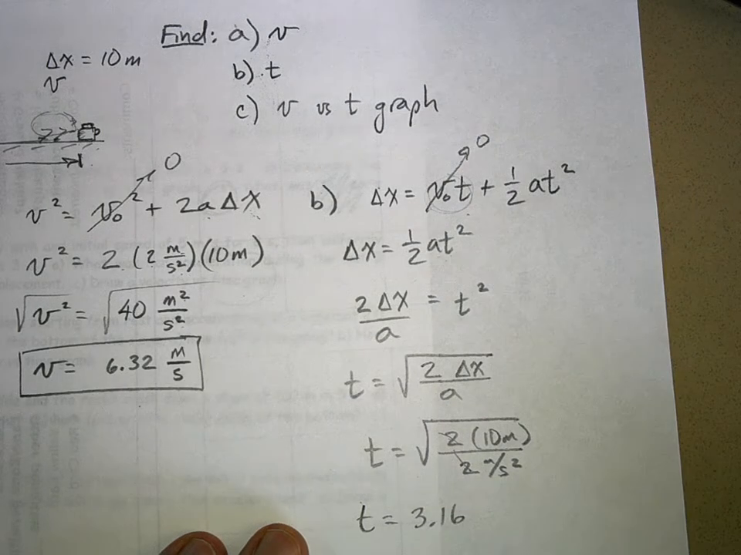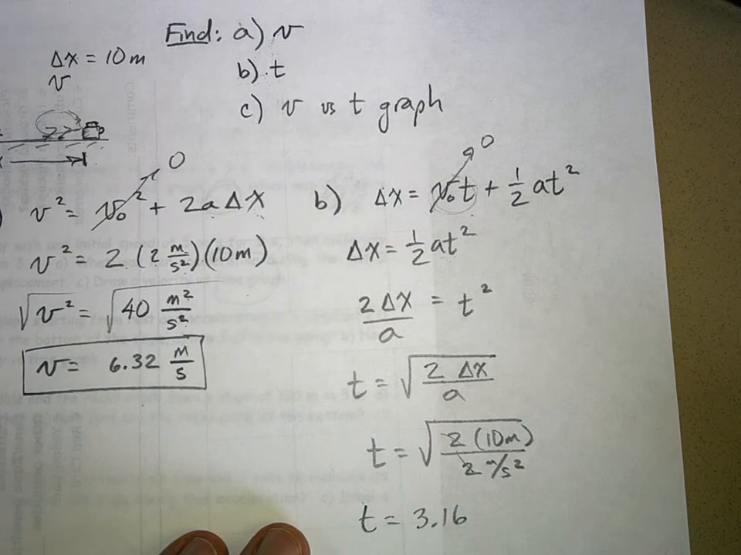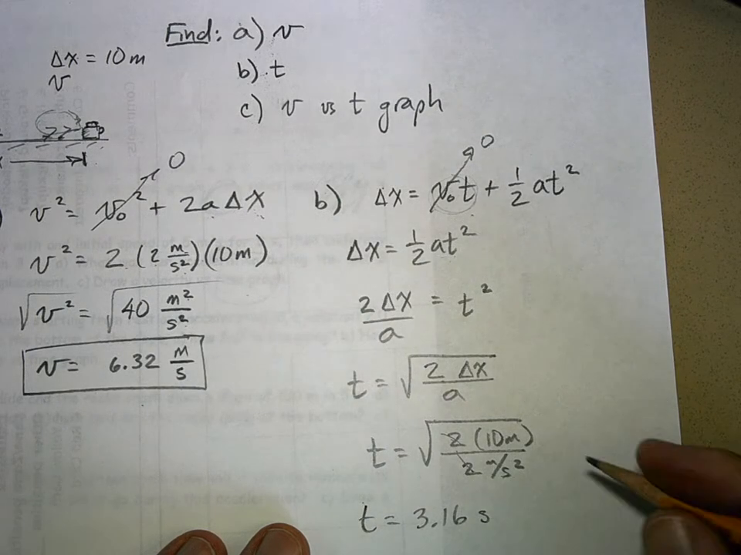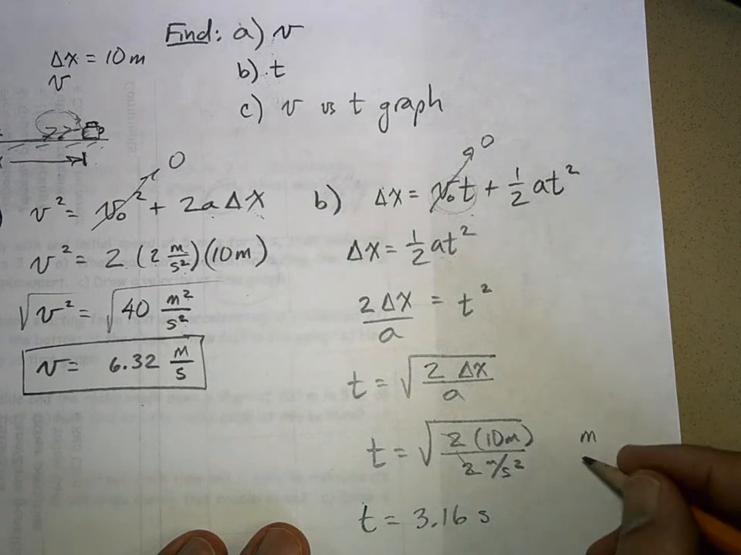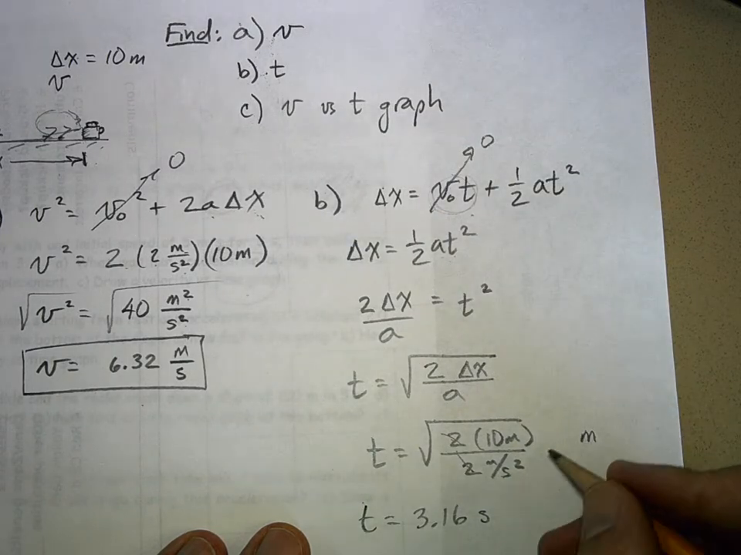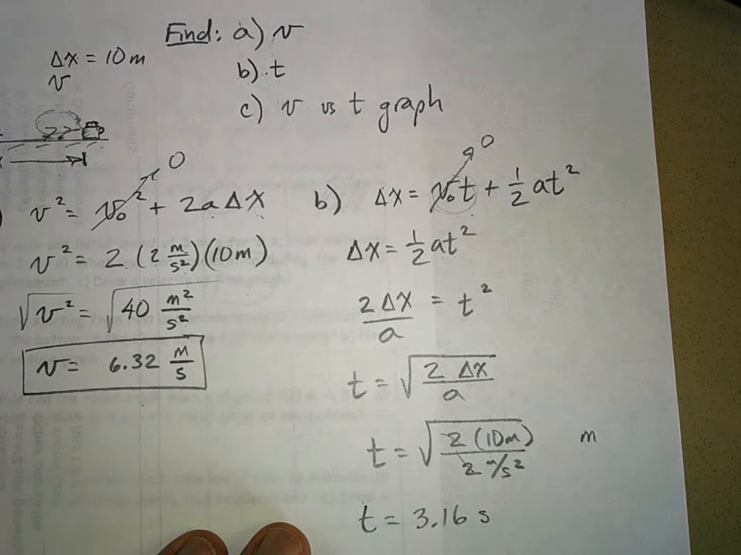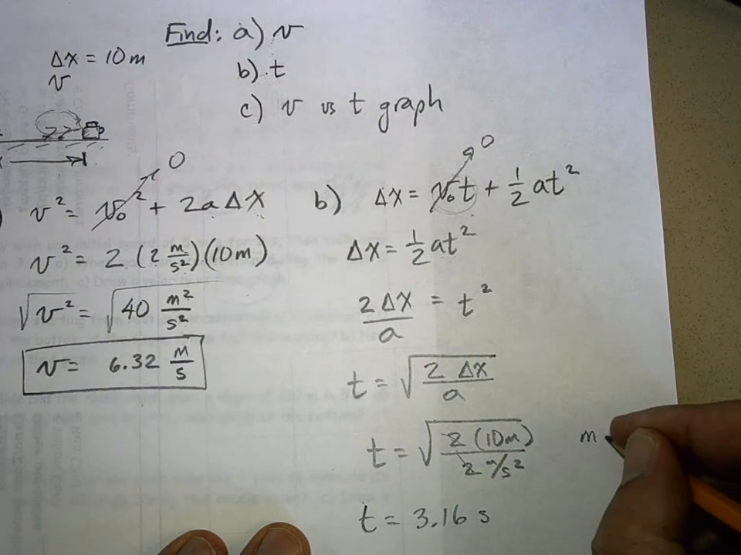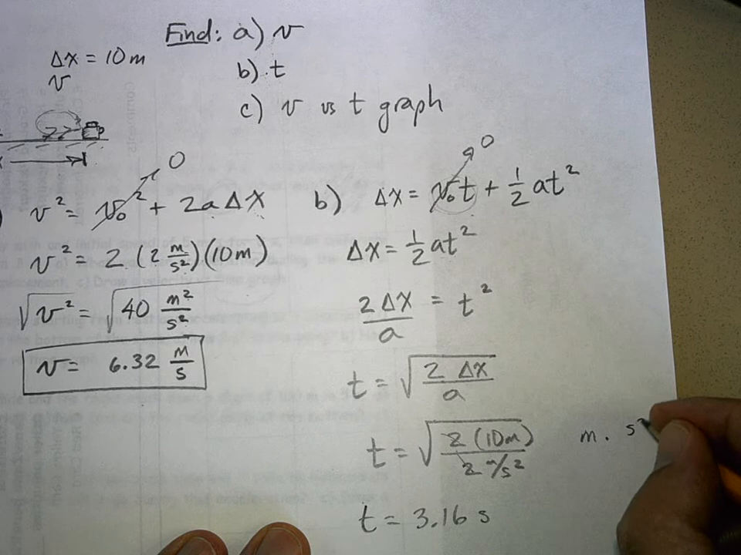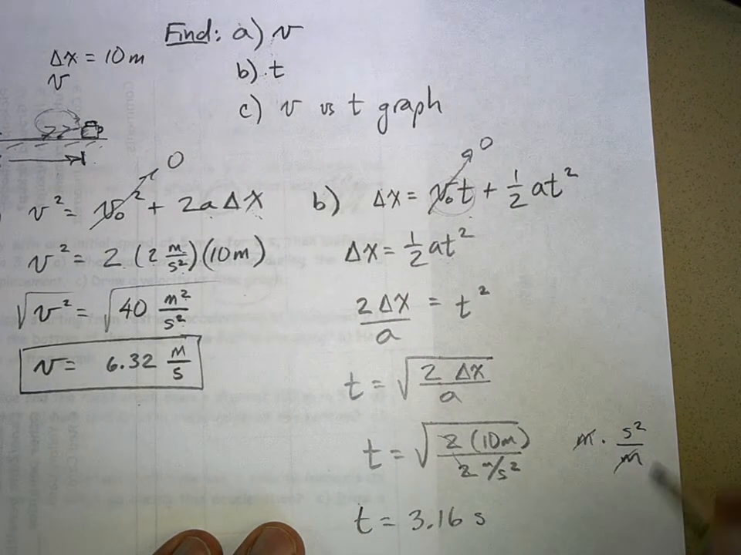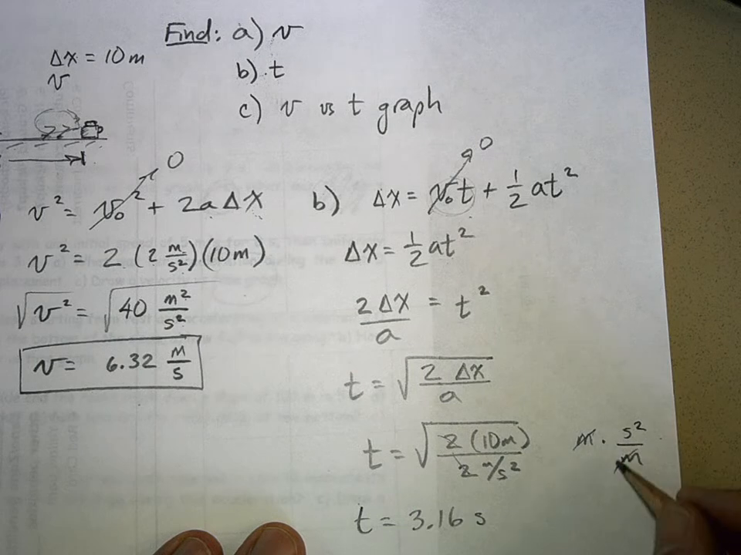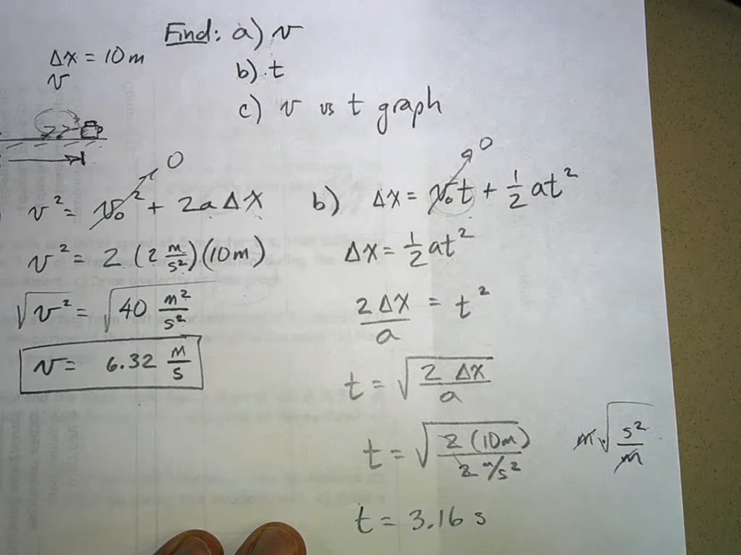Now what units should we get? What units does time have? Seconds. Is that what I get when I do this? It actually is. This is meters divided by meters per second squared. So what do you do? You reciprocate and multiply. So that's times second squared over meters. The meters cancel. I get seconds squared, but I'm taking the square root of it. So I get seconds. Woohoo!